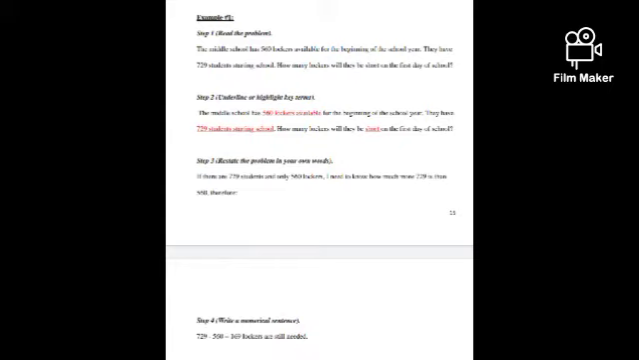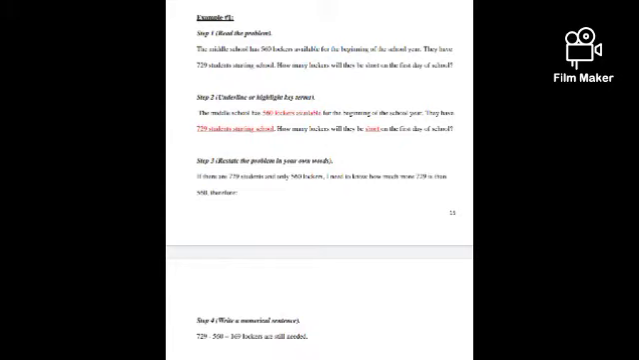And step 3 in the paraphrasing strategy, restate the problem in your own words. And this is an example of a student restating the problem in his own words. The student rephrased the problem as, if there are 729 students and only 560 lockers, I need to know how much more 729 is than 560.